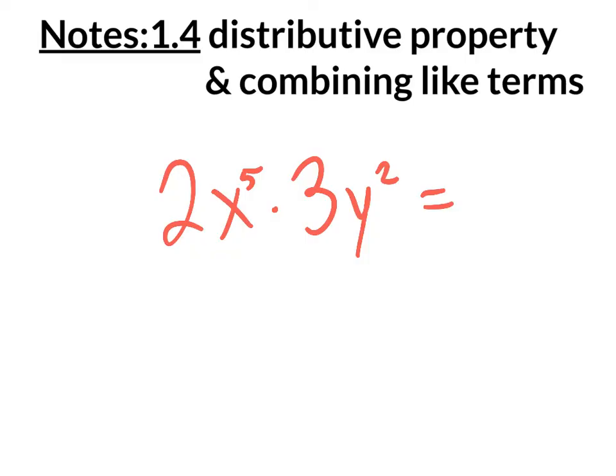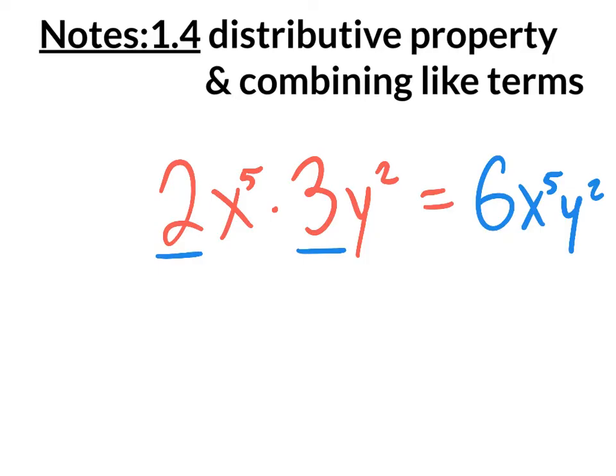6. And okay, I like the 6 because 2 times 3 is 6. But what about the x's and the y's? Yeah, you just rewrite it. x to the 5th, y to the 2nd. You just rewrite it. Cool?